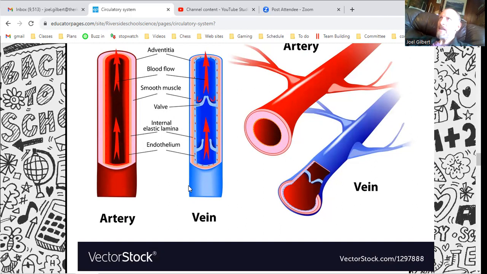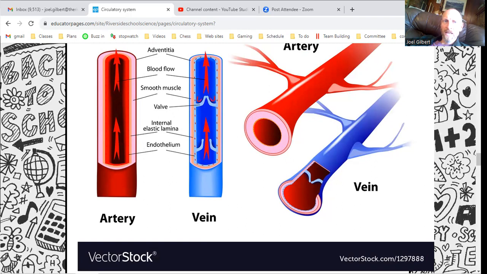Once the blood's down in your feet, the only thing that's getting it back to your heart is wiggling your toes, moving the muscles, and these valves. The muscles might squish the blood away from that one spot, and then the valves prevent it from going back down. And so blood moves differently in the arteries and the veins.